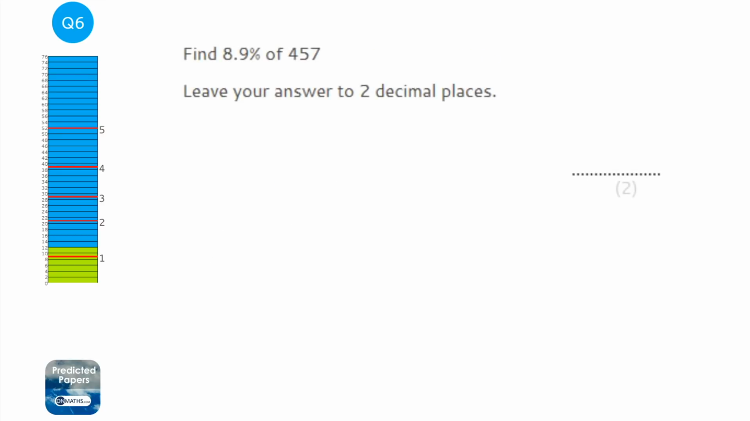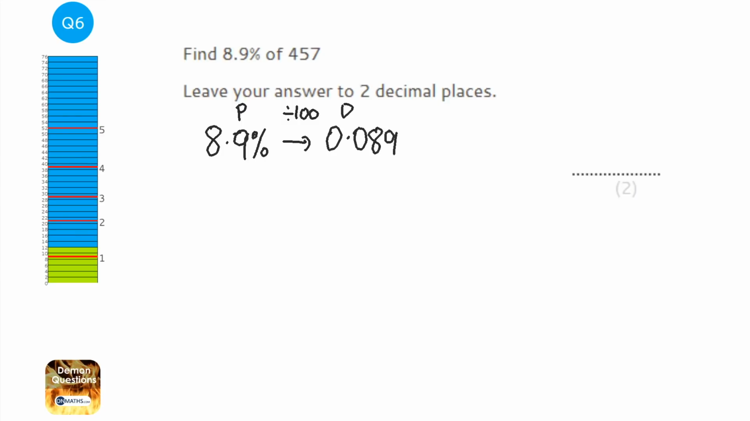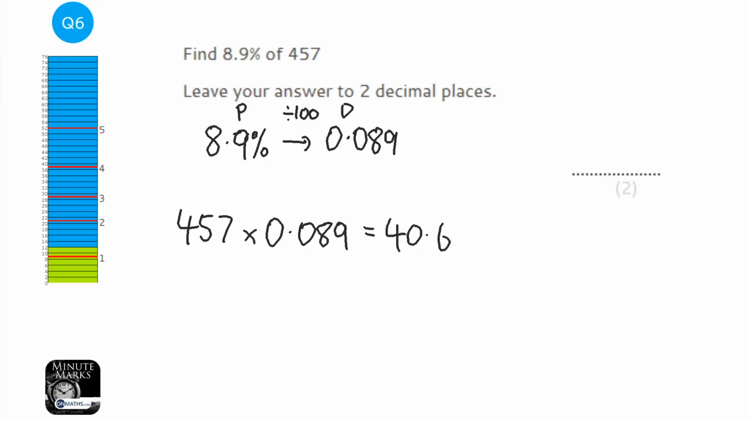Alright, so we're asked to find 8.9% of 457. So first of all, I'm just going to convert 8.9% into a decimal. So this is it as a percentage, and as a decimal, I'm just going to divide it by 100, and you always do that to percentages to find decimals. So 8.9 divided by 100, and that gives me 0.089. And all I need to do is get my quantity and times it by that decimal. So I'm going to times that by 457 equals, and it says 40.673, and it wants it to two decimal places, so that's going to be 40.67.